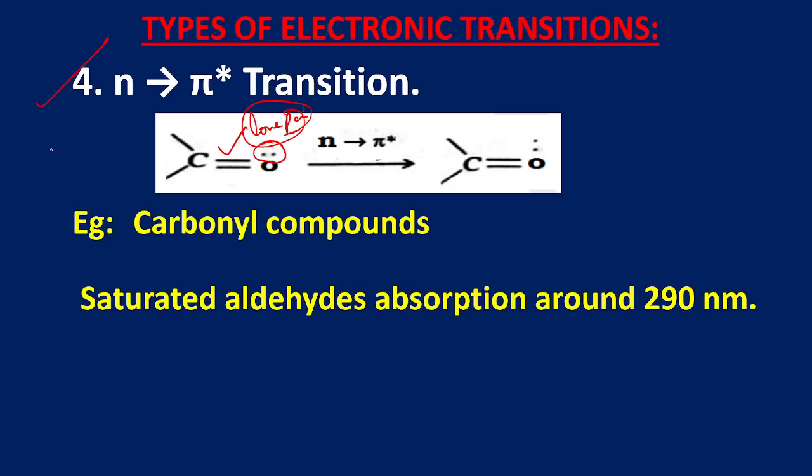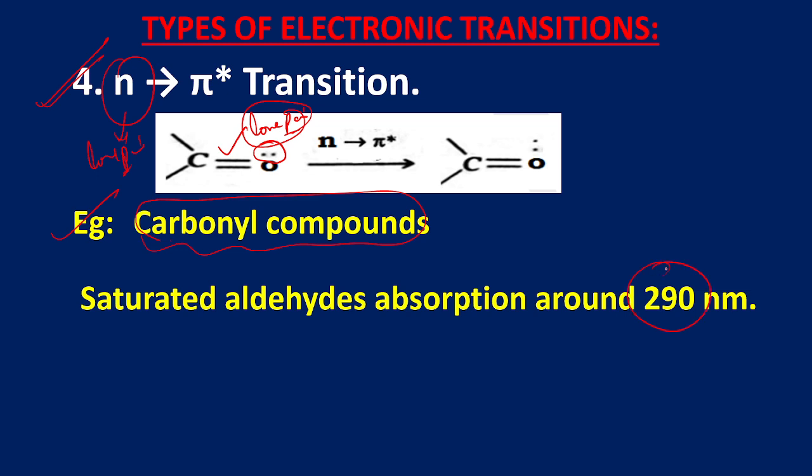Coming to the last one, the n to pi star transition. n means non-bonding, that means lone pairs. This type of transition is possible when the organic molecule has a lone pair along with a pi star, meaning it must have one pi bond. So one lone pair and one pi bond should be there. Then only the n to pi star transition is possible. Got it? What type of molecules undergo these transitions? Generally, carbonyl compounds.